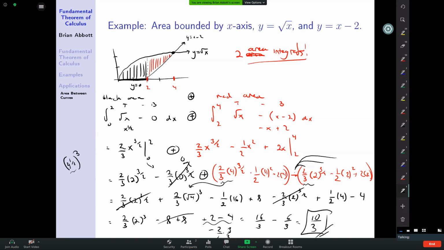And so the area trapped between those two curves, the entire area, because we added together the red area and the black area by doing two separate integrals, is 10/3 units.